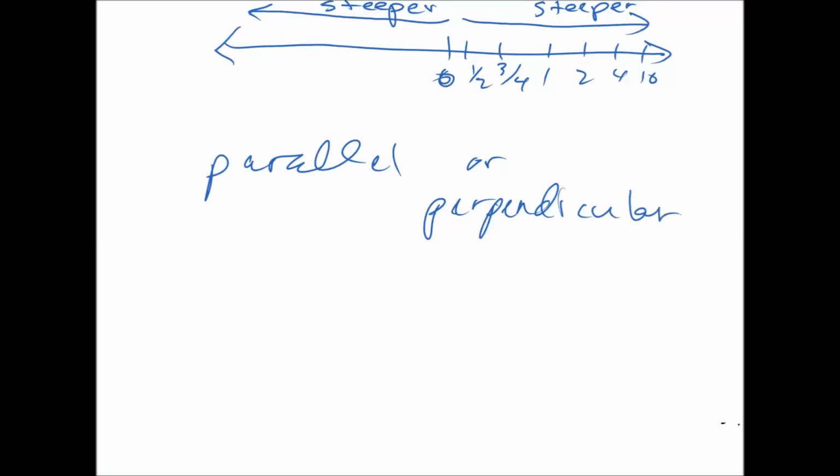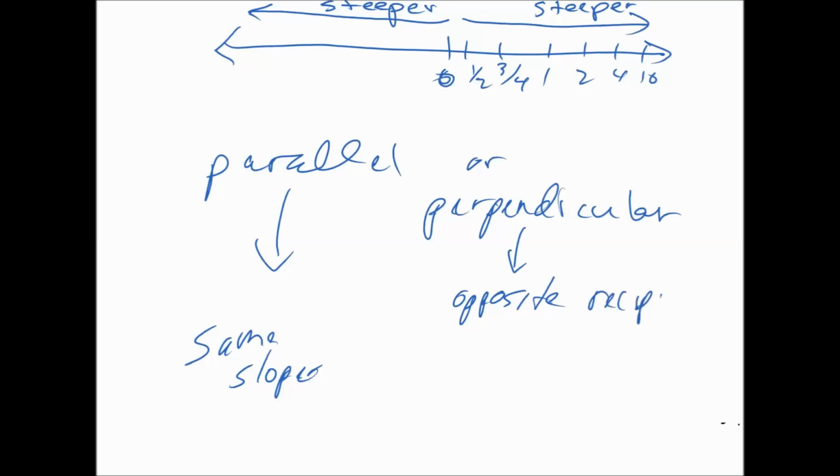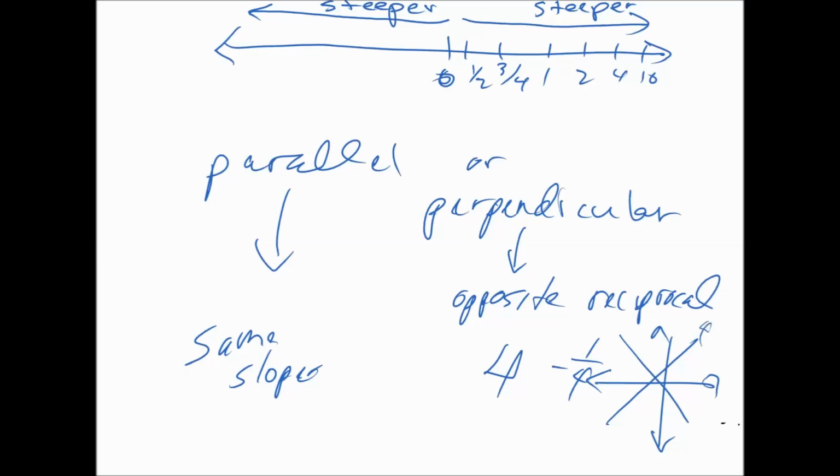And the way to do this, if lines are parallel, they have the same slope, so the same value. If lines are perpendicular, they have the opposite and reciprocal value. So that would be maybe a slope of 4, and a perpendicular line would have a slope of -1/4 because it looks like this. So one's going this way, one's going this way. This would be the 4. This is the -1/4. Those lines are perpendicular.